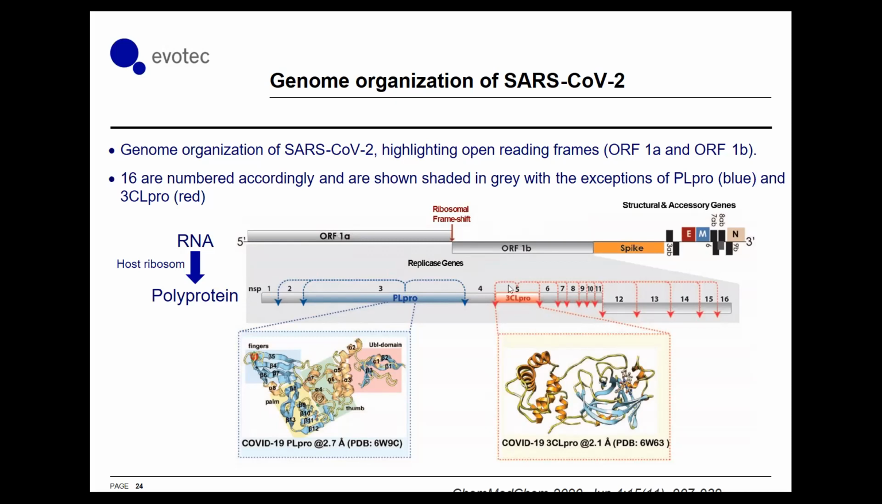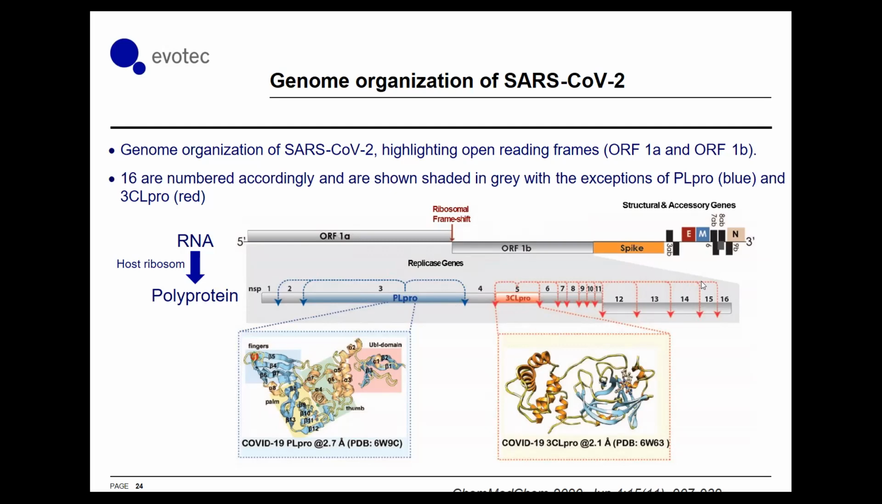In this polyprotein there are two proteins, one called PL Pro and the other 3CL Pro. These are actually scissors, okay? They work like scissors. They disconnect themselves from this long polyprotein as it folds. Then they take this long chain and cut it into individual proteins. It's working like scissors, okay?